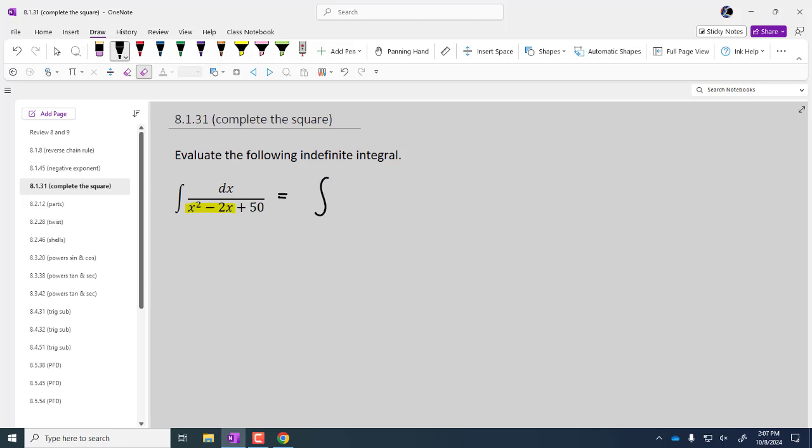So we are going to have the following situation. We need a 1, so we're going to borrow 1 from the 50 and be left with 49. Now our trinomial sitting here, that's a perfect square trinomial. So that will factor into x minus 1 quantity squared. So we have the following situation. Got that.